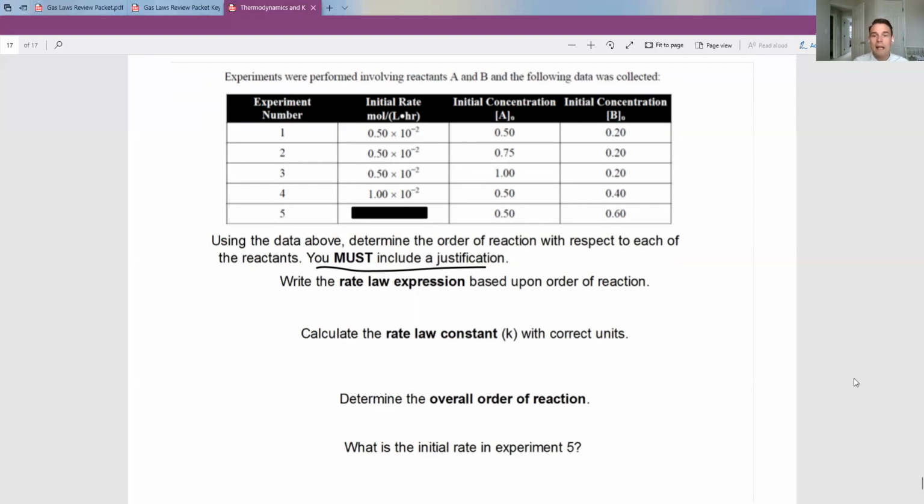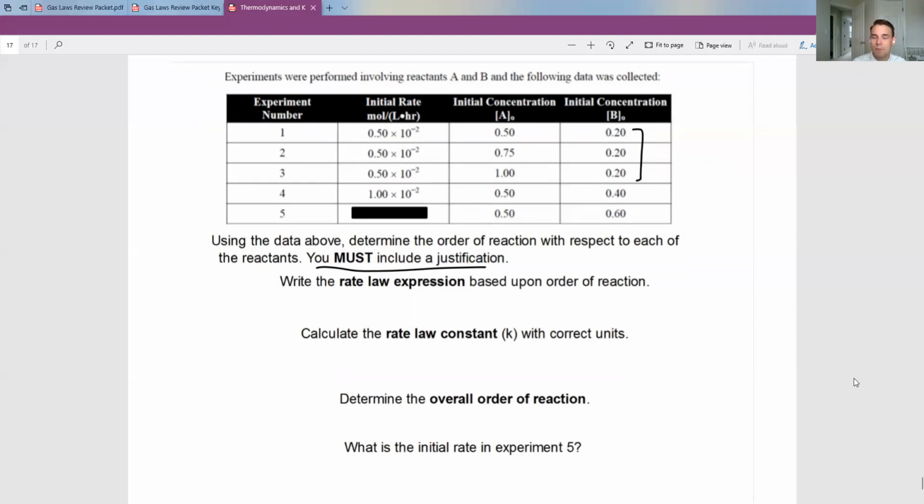So if I want to look at the rate order for B, I need to look at two trials. No, I'm sorry. If I want to look at the rate of A, I need to look at two trials where B remains the same. Okay, so B remains the same in trials 1 through 3.